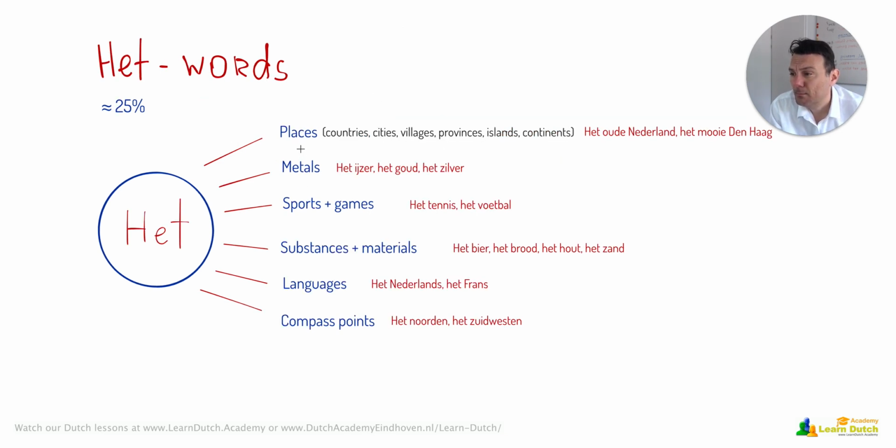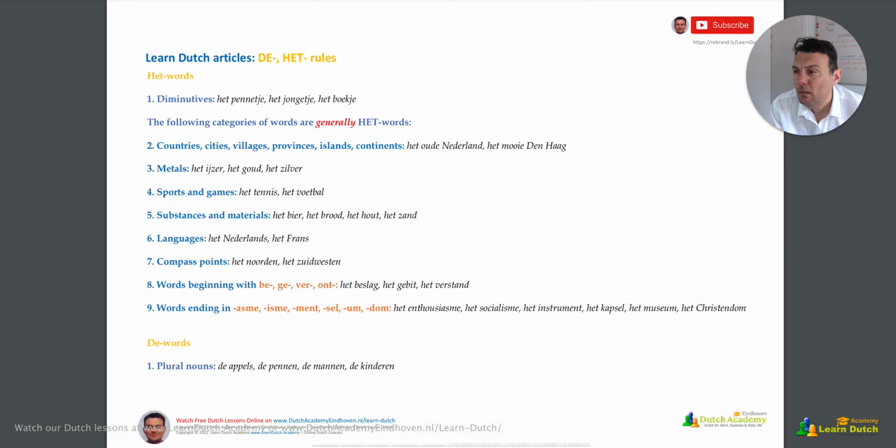Het words are places like countries, cities, villages, provinces, islands, continents, metals, sports and games, substances and materials, languages, compass points. I made a list of these rules for you.